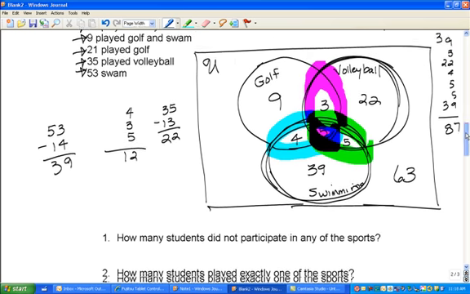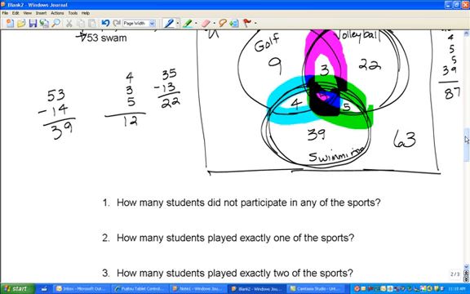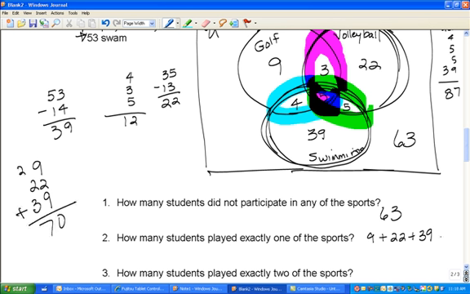Okay, now we've got our questions to answer. How many students did not participate in any of the sports? Okay, that's the 63 we just calculated. How many students played in exactly one of the sports? That's going to be the 9 plus the 22 plus the 39. I have to line them up so I can do them. I'm getting 70 on that.